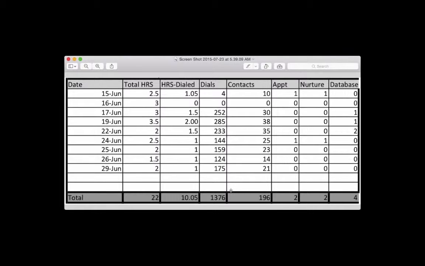Yes, exactly. And then you're going to grow your database. Because if you're just calling neighborhoods and they say, no, I'm not interested, you can ask, well, do you mind if I put you on my mailing list? Yeah, go ahead. That's exactly it.